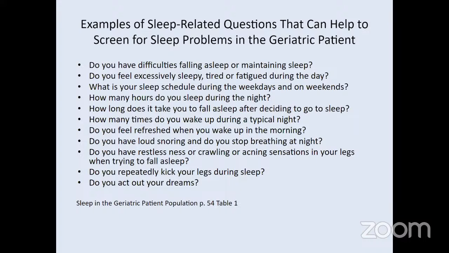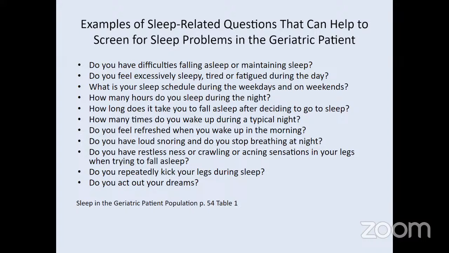Here are examples of sleep-related questions that can help to screen for sleep problems in the geriatric patient. So these questions are for screening purposes. The first question is asking about having any difficulties falling asleep or maintaining sleep. Also, another question we ask patients is, do you feel excessively sleepy, tired, or fatigued during the day? And what's your sleep schedule during the weekdays and on weekends? How many hours do you sleep during the night? How long does it take you to fall asleep after deciding to go to sleep? So this asks specifically about the sleep latency period.